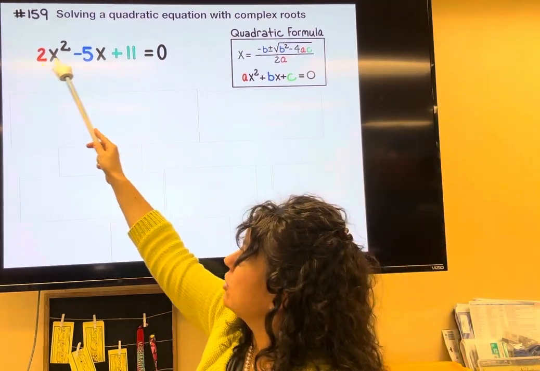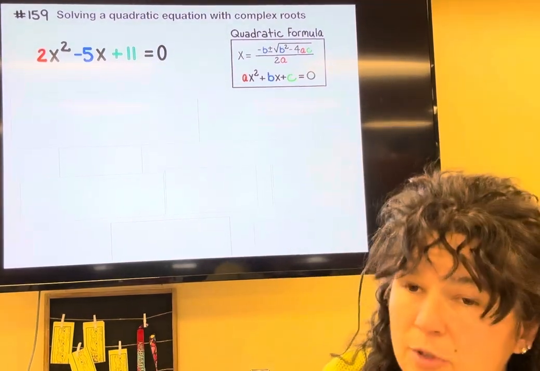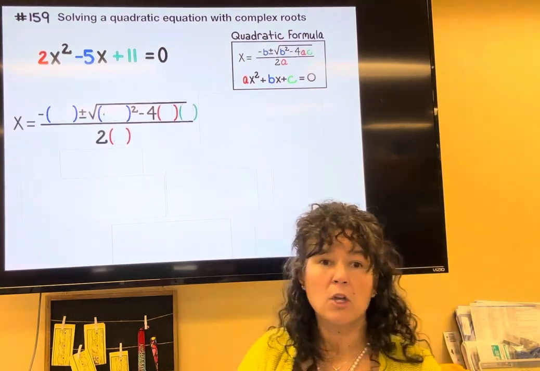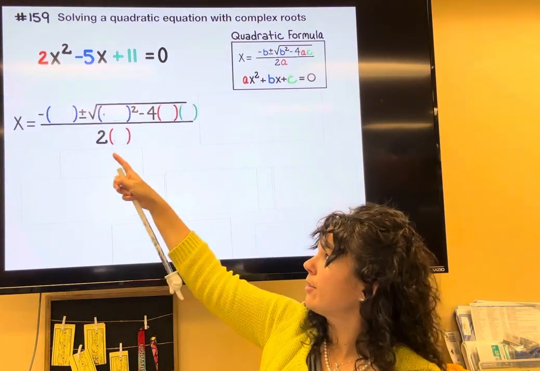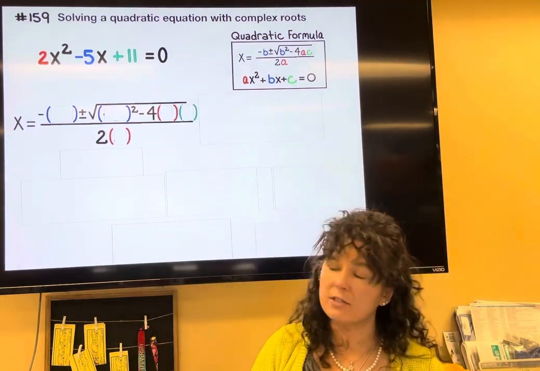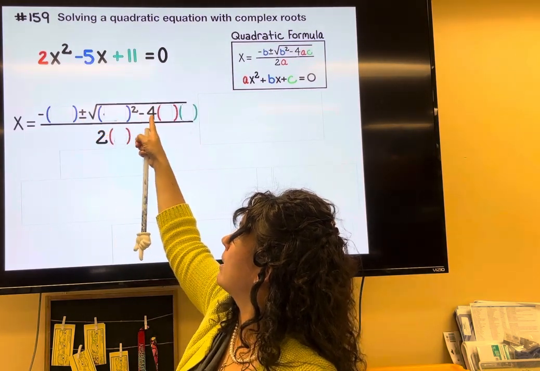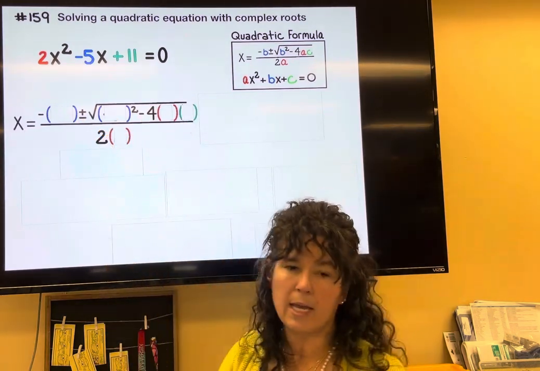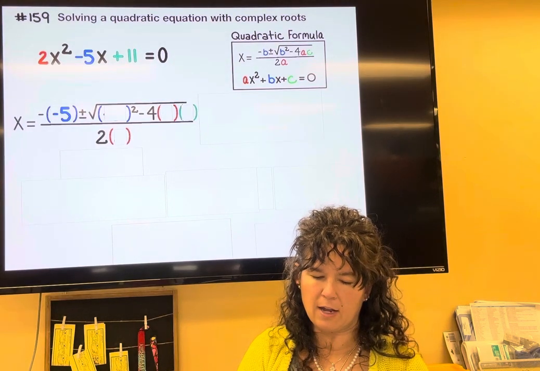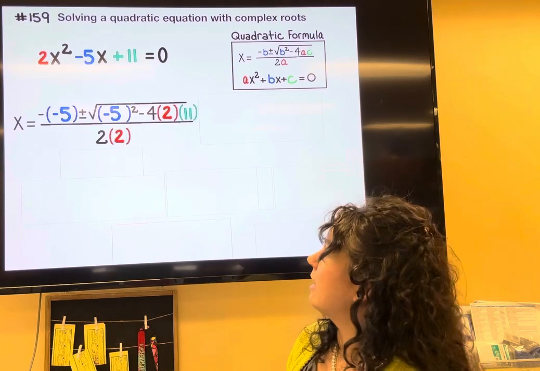Our a is 2, our b is -5, and our c is 11. So I'm going to substitute those values into the quadratic formula. Good notation: you put a set of parentheses where the letters in the quadratic formula used to be. So -b plus or minus the square root of b squared minus 4ac, all over 2a. Then I'm going to pop in those values. So the b is -5, the a's are 2's, and the c is 11.